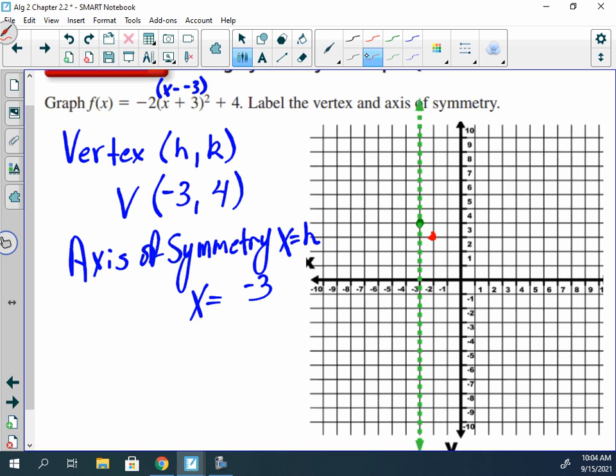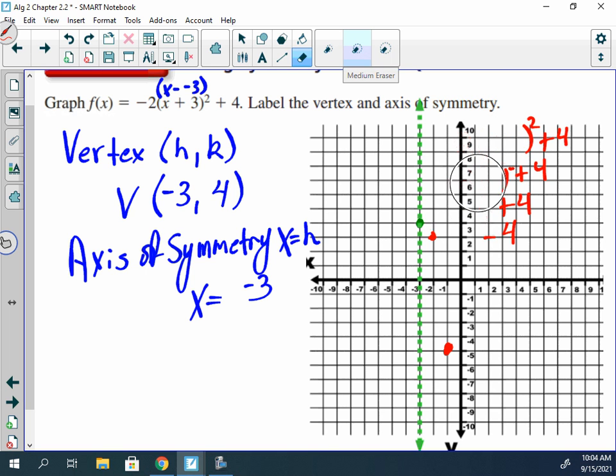Now I could do the exact same thing for negative 1. So we could say negative 2, parentheses, negative 1 plus 3 squared plus 4. That would be negative 2, parentheses, well, 2 squared plus 4. 2 squared is 4 times negative 2 is negative 8, and negative 8 plus 4 is negative 4. So at negative 1, we have negative 4.